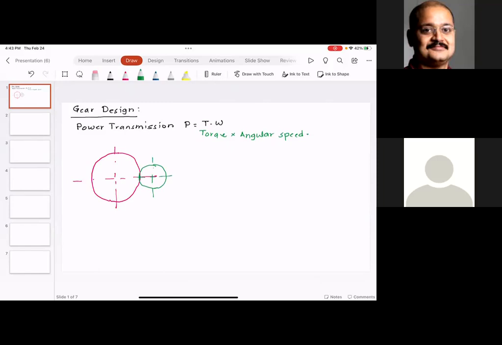So clearly there is this big wheel, and I'm going to call this R big for big wheel, and this is the small wheel that I'm going to call R small. And clearly, when the big wheel rotates, the small wheel is going to rotate. The key question is, why would rotation of the big wheel cause the small wheel to rotate?